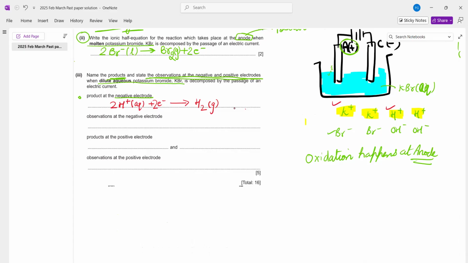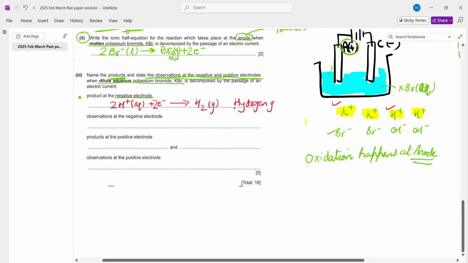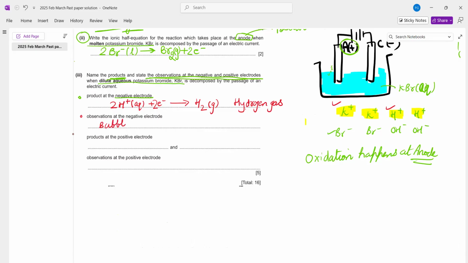So for the product at the negative electrode, we need not write the whole equation here. They just want us to tell the product at the negative electrode. So we will say hydrogen gas, or we can say bubbles of hydrogen gas will be produced. When they say observations at the negative electrode, we'll say bubbles. Bubbles of H2 will be seen. This is the observation, that we'll be seeing some bubbles.